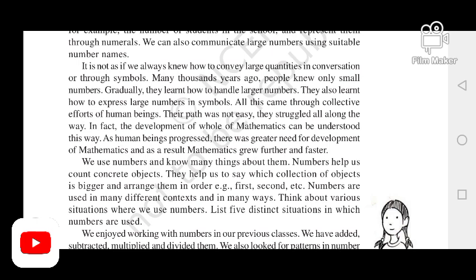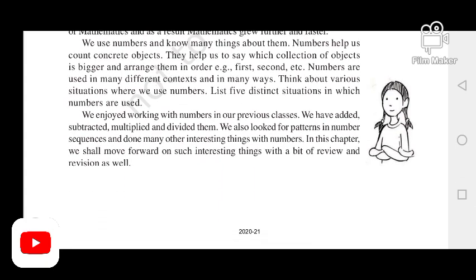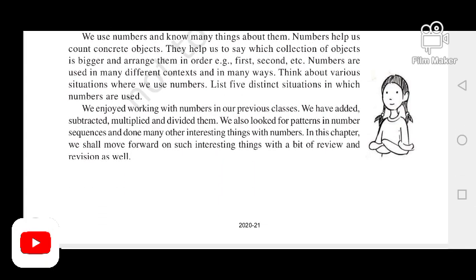In fact, the development of the whole of mathematics can be understood in this way. As human beings progressed, there was a greater need for the development of mathematics, and as a result, mathematics grew further and faster. We use numbers and know many things about them. Numbers help us count concrete objects. They help us to say which collection of objects is bigger and arrange them in order. Example: first, second, etc. Numbers are used in many different contexts and in many ways. Think about various situations where we use numbers. List 5 distinct situations in which numbers are used.